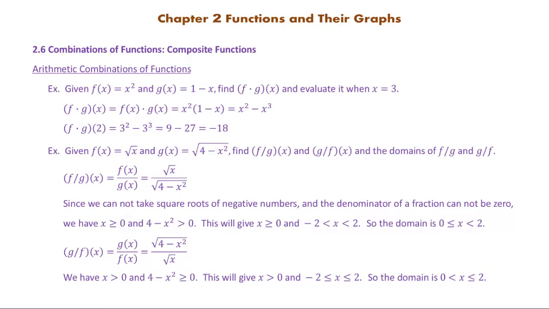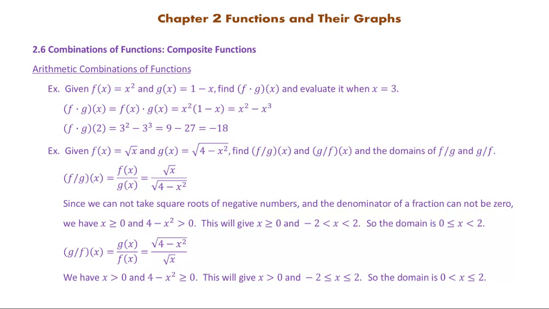You can do a similar thing with multiplication and division. So in this third example, we have two functions, f equal to x squared and g equal to 1 minus x. We need to find f times g and evaluate it when x equals 3. So just do the same thing as we did before. This time we multiply those two functions, x squared times 1 minus x. If you distribute x squared, you get x squared minus x cubed. And then plug in 3 for x, you get (f times g)(3) equals 3 squared minus 3 cubed. Okay, so that's 9 minus 27, which is negative 18.